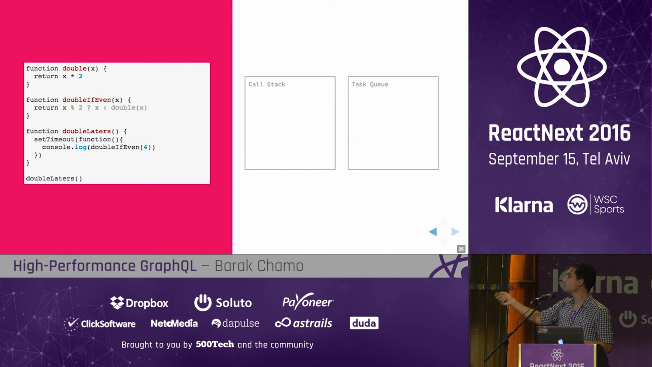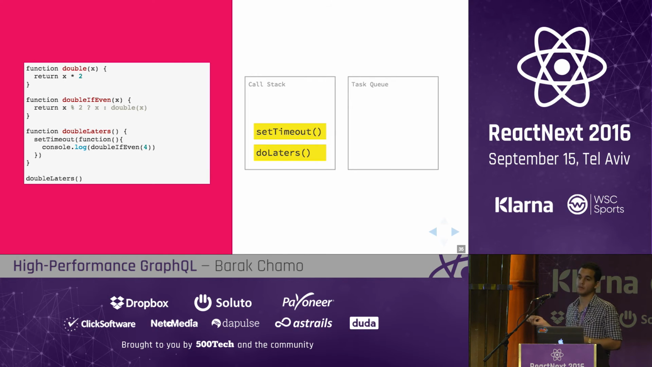Let's say we have a function now called double laters. And it sets a timeout. It doesn't even give it a number because I wanted to just show the nature of the task queue without actually waiting. And the same thing, console log, double if even, double. We call double laters, which calls a set timeout. Now, the call to set timeout is synchronous. The allocation of the callback is synchronous.